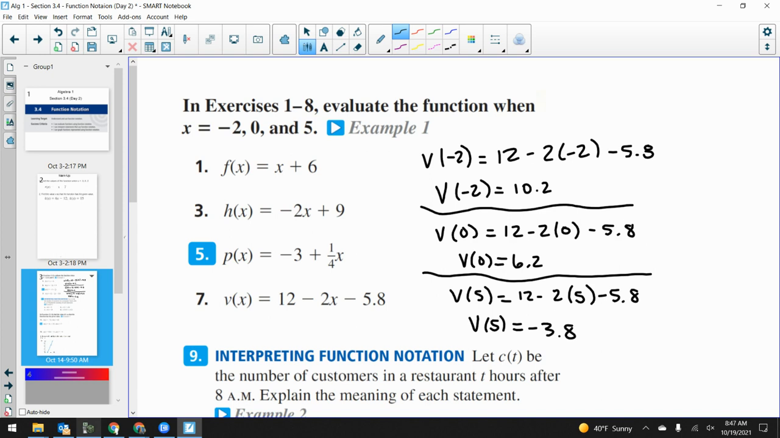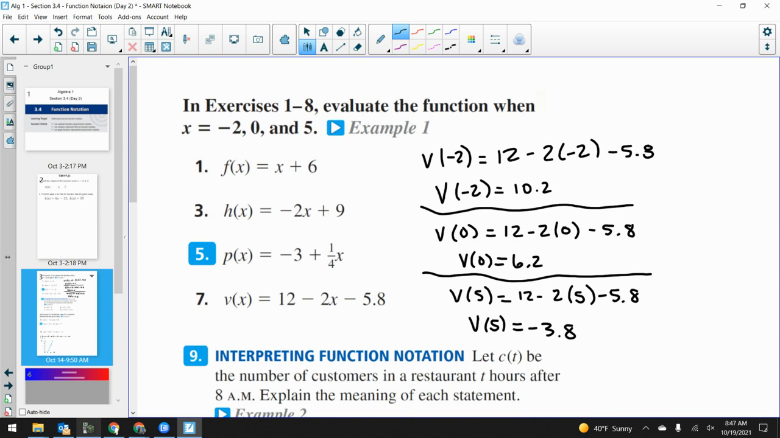Yes, sir. So that's all you do is just plug in the number for the value on the right side? Yeah, that's all you do. So it tells you to use -2, 0, and 5. So all you do is plug in -2, get your answer. Plug in 0, get your answer. Plug in 5, get your answer.